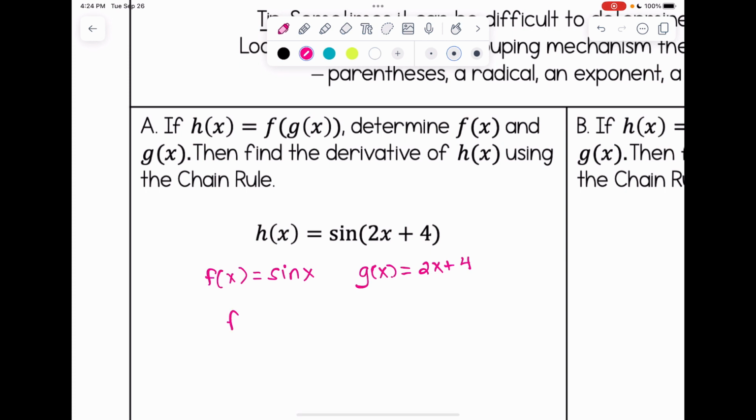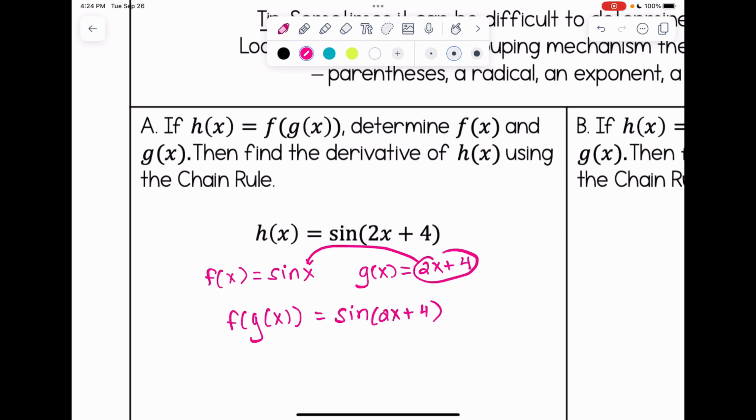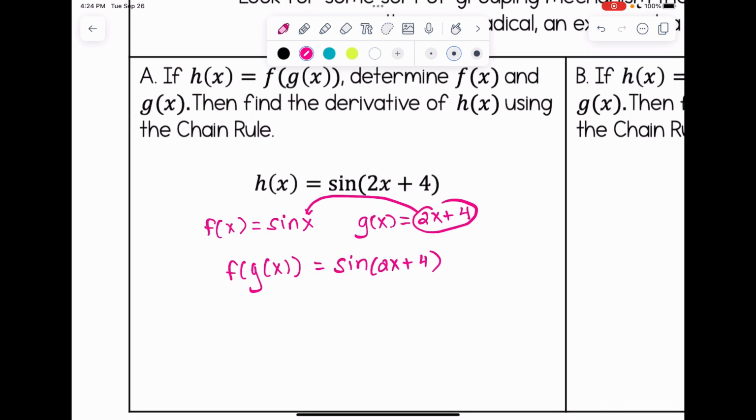Let's check this. If I want to see that f of g of x does produce h of x, I'm going to take the function g and plug it in for x into f of x, basically substitute it in, and you'll see I get sine of 2x plus 4, so we have broken apart the composite functions correctly. All right, now let's actually take the derivative of it.